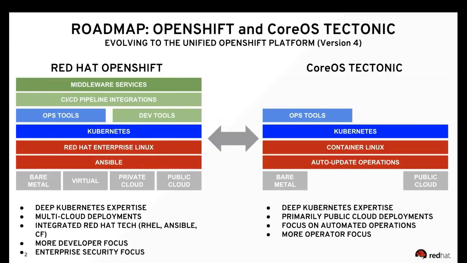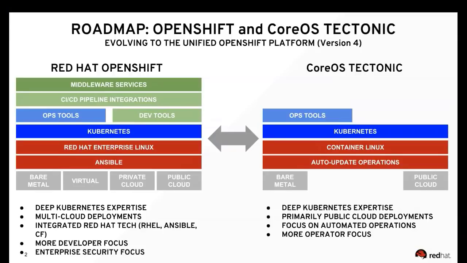So OpenShift 4.0 is going to be a unified OpenShift platform. We're going to bring all the good stuff in. Things like, we've really adopted the CoreOS operator pattern. We were using their framework to enable us to do that. What this gives us is a lot more automation in the new 4.0 OpenShift. So everything's going to be automated.